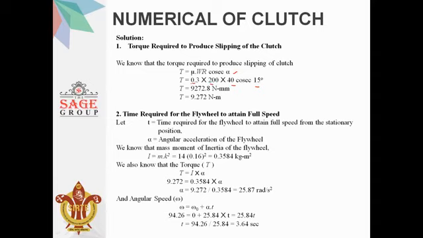So omega we have identified earlier in the given section, 94.24 radian per second. Omega 0 is 0, alpha we have identified here as 25.87 into t. So t is equal to 94.26 divided by 25.87. This is 3.64 seconds. So the time required for the flywheel to attain full speed is 3.64 seconds.